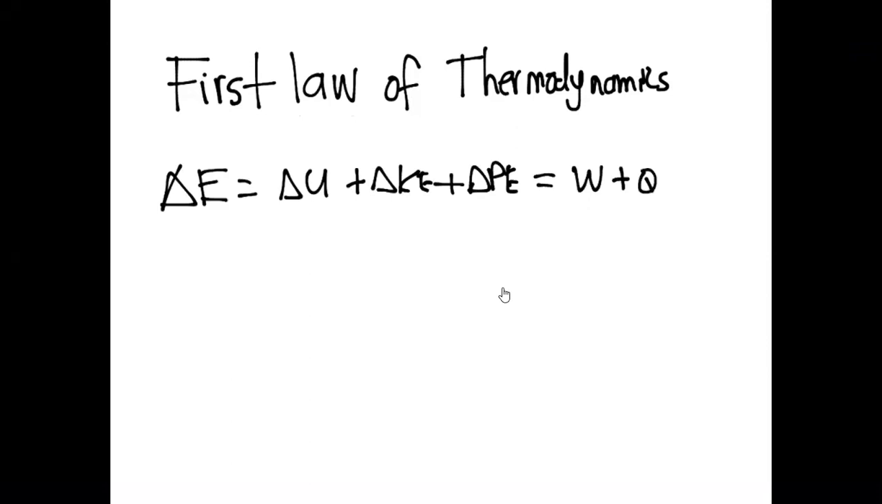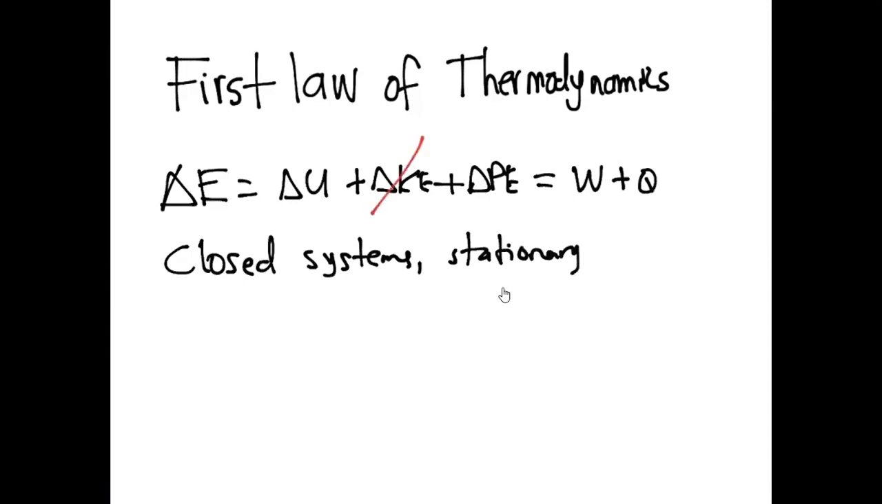But when we're talking about closed systems, and these systems are, for instance, stationary systems, the terms of kinetic energy and potential energy will not really vary, because that's the definition of a stationary system. The first law of thermodynamics then states that a change in internal energy is equal to work plus heat.